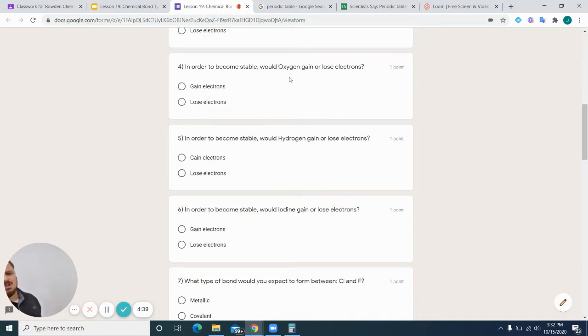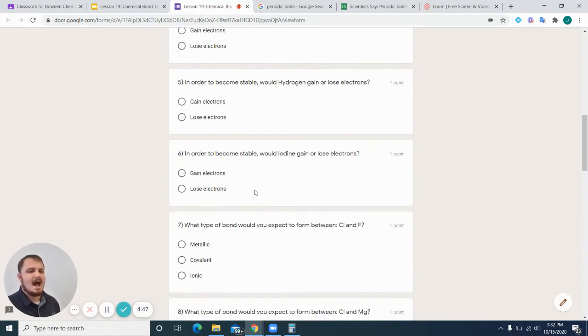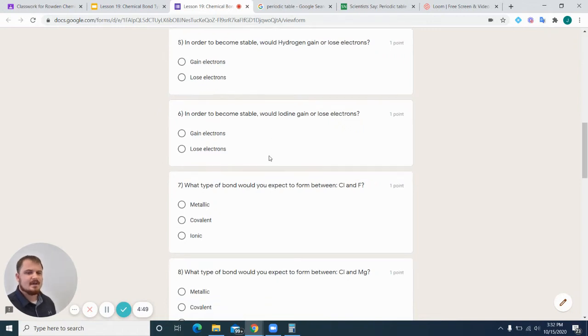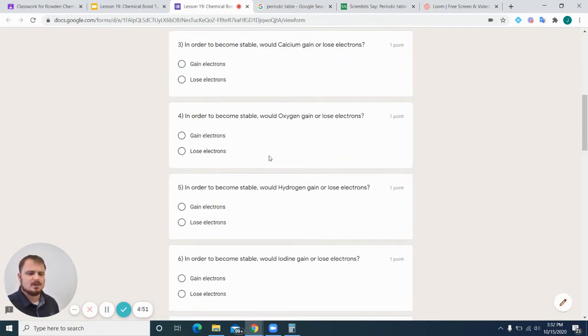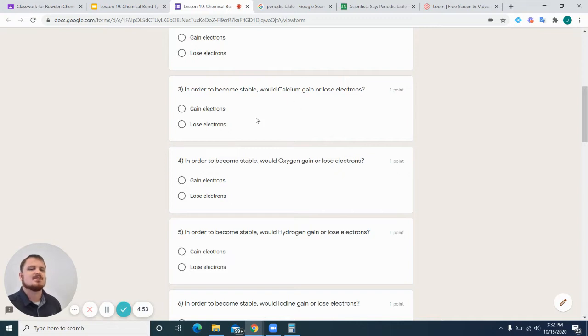Okay, oxygen is going to gain. Hydrogen's kind of weird. It's at 1. Remember, it wants to get to 2. It's an exception. So it just gains 1 to get to 2. Iodine is going to gain. Hold on, did I skip? Oh, I skipped calcium. Calcium wants to lose.